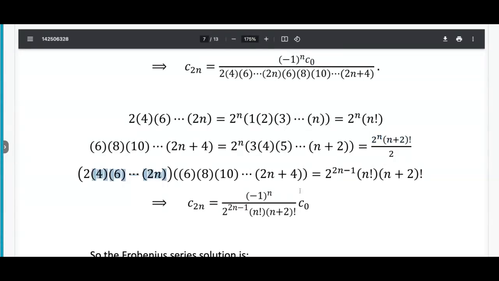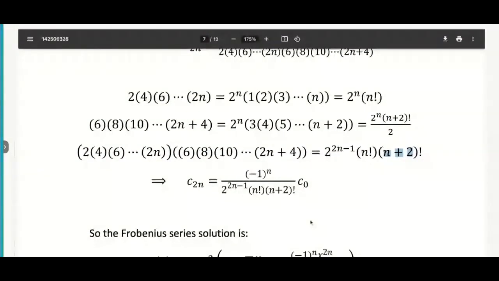So similarly for this, right, factor out 2, we have a 2 to the nth power, then factor out 2 from here too, but here we're missing 4 and 2. So that's why when we do this, we have 2 to the 2n power minus 1. So all the 2's are factors in here, and the rest will have n factorial and n plus 2 factorial. So C2n is in relation with C naught, the first term, with this alternating series.